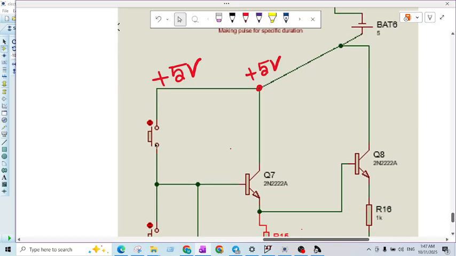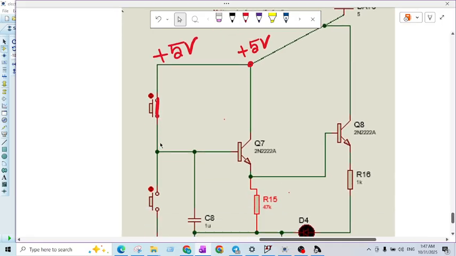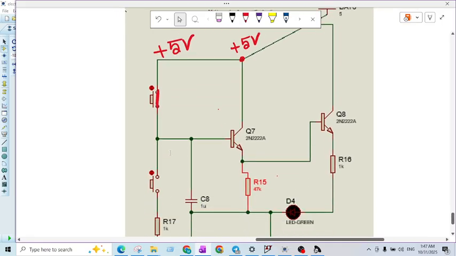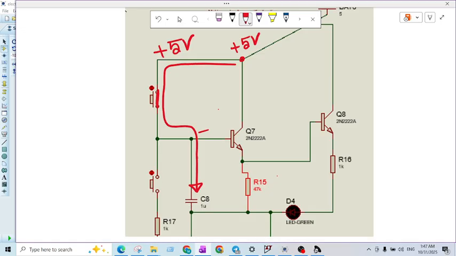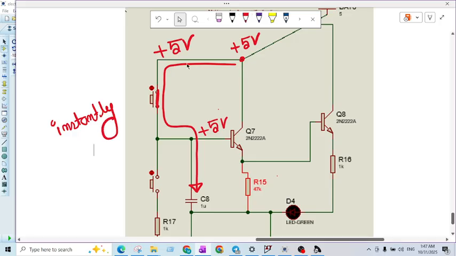Now when you press this push button, you create a short circuit for a very short time, and in this short time the current will flow in this direction to the capacitor, and this capacitor will be charged up to positive 5 volt. Now the question is, how much time will this capacitor need to be charged? The answer is instantly, because you see that there is no resistor in this path, and that means the current will instantly charge this capacitor.